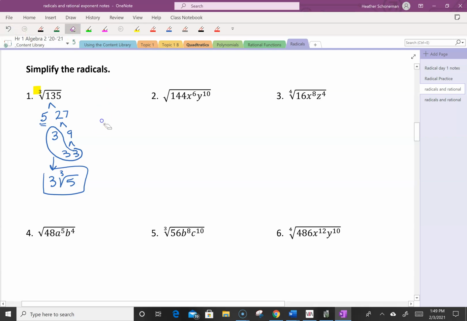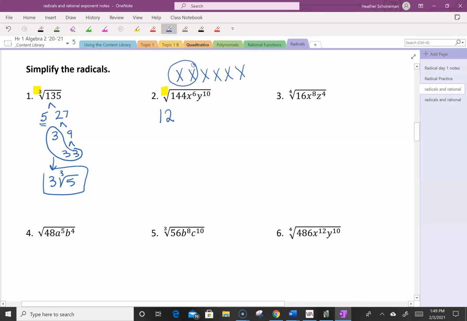Why is this not erasing? Sorry. Okay, now let's try this one. This one has no number here, so it's a square root. So if I think about this, the square root of 144 is 12, but now I have to deal with the variables. So what I've got here is 6 x's.